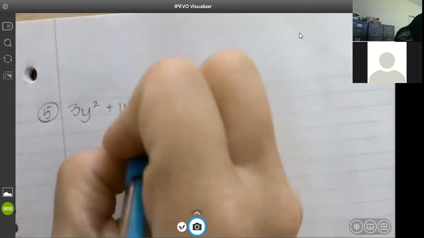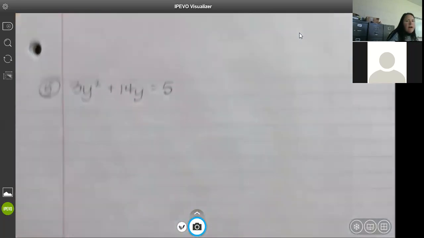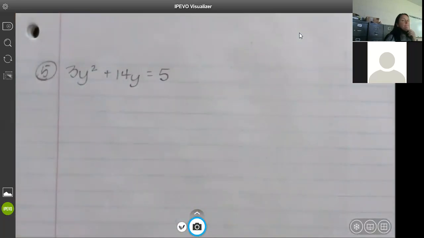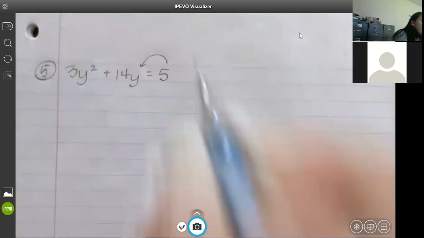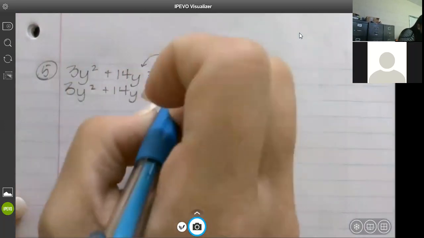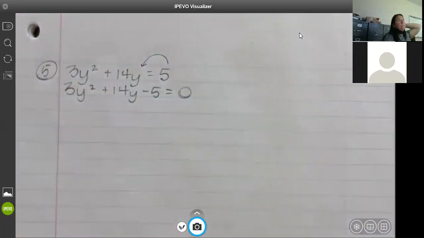3y squared plus 14y equals 5. The 5 is on the wrong side, so we need to move it over. We get 3y squared plus 14y minus 5 equals 0.